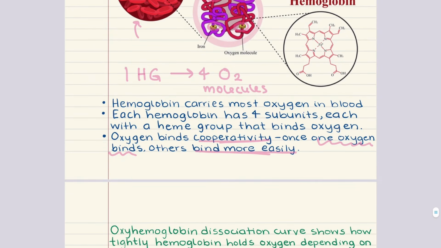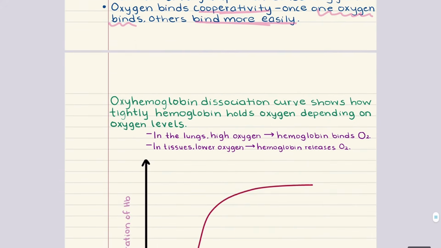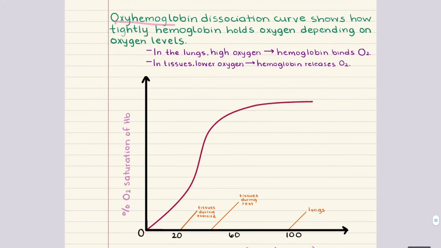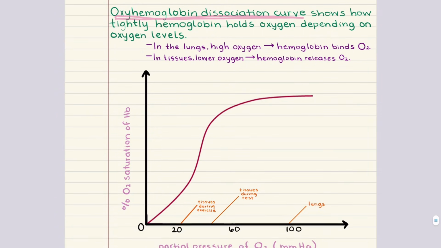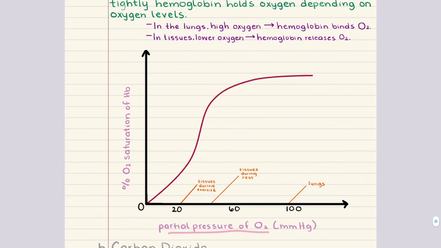To understand how tightly hemoglobin holds onto oxygen, we have to look at something called the oxygen-hemoglobin dissociation curve. Along the x-axis, you will see the partial pressure of oxygen. On the y-axis is the percentage of hemoglobin saturated with oxygen. In the lungs, where oxygen pressure is high, hemoglobin is nearly fully saturated. It grabs onto oxygen tightly. But in the tissues, where oxygen pressure is lower, hemoglobin releases oxygen so that it can be used by cells.